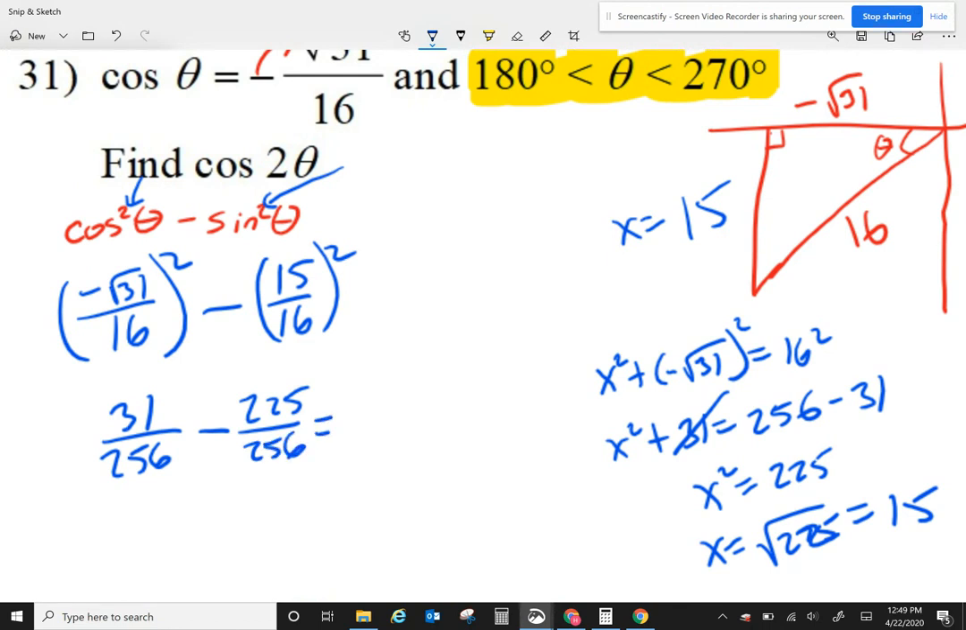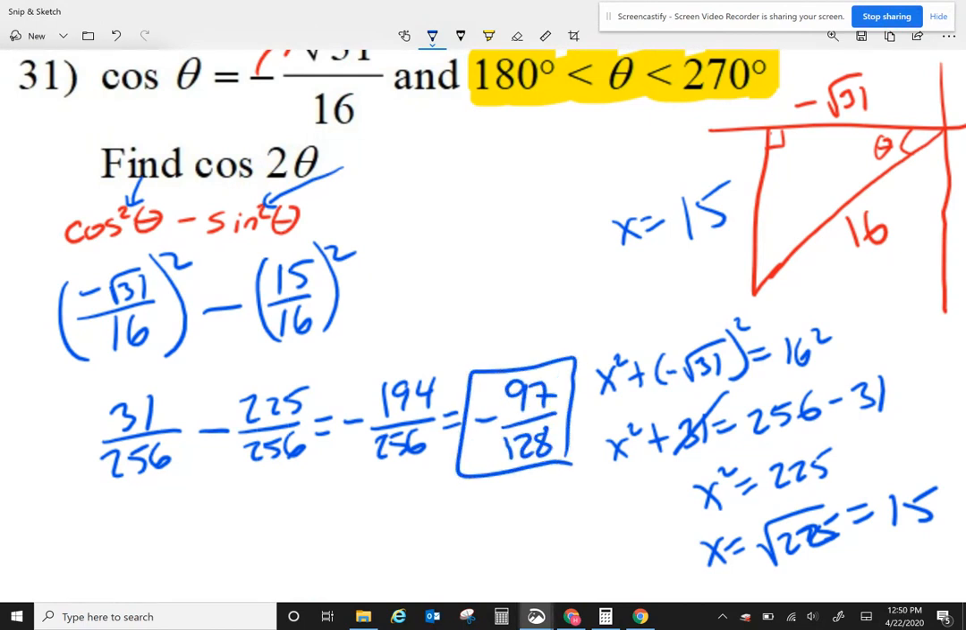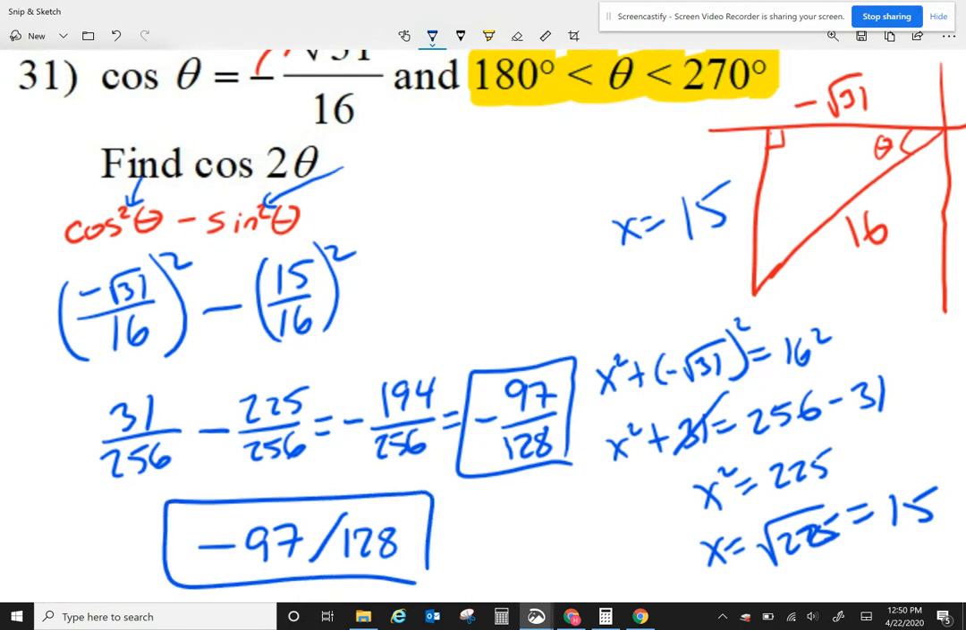That gives me a negative 194 over 256. Simplify the fraction if possible. I'm going to divide each number by 2. So I get negative 97 over 128. The way I'm going to type it will be negative 97 over 128. Simplify your fraction if possible.